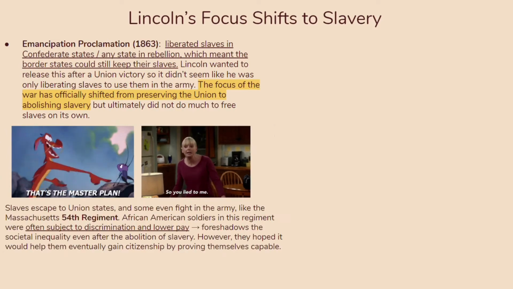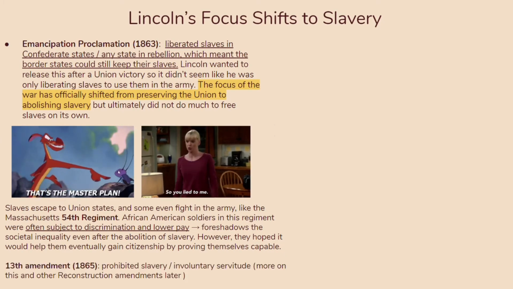And thanks to the Emancipation Proclamation, slaves escaped to Union states, and some even enlisted to fight in the Army, like the Massachusetts 54th Regiment. However, African American soldiers were often subject to discrimination and lower pay, which foreshadows the societal inequality that would occur even after the abolition of slavery, which we'll get to in later chapters. However, they hoped it would help them eventually gain citizenship by proving themselves capable.